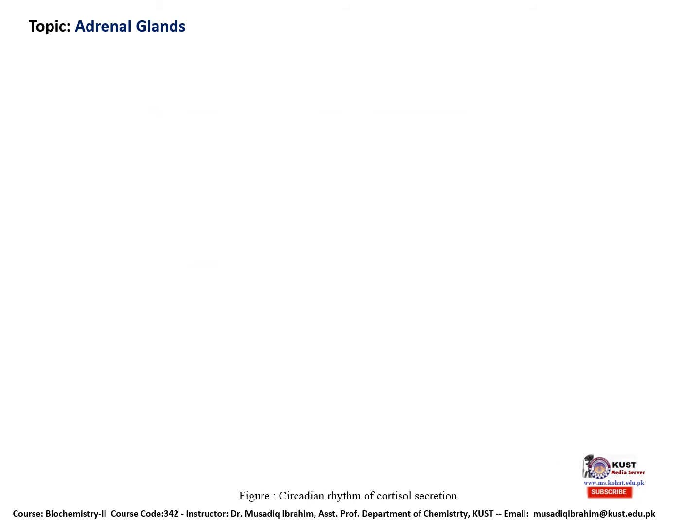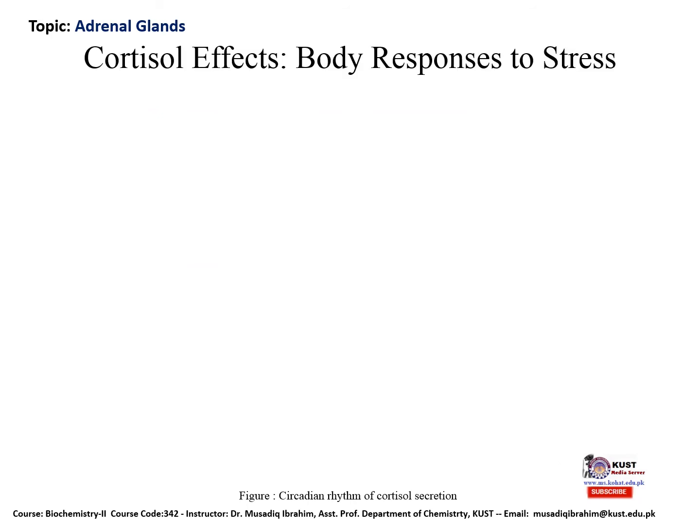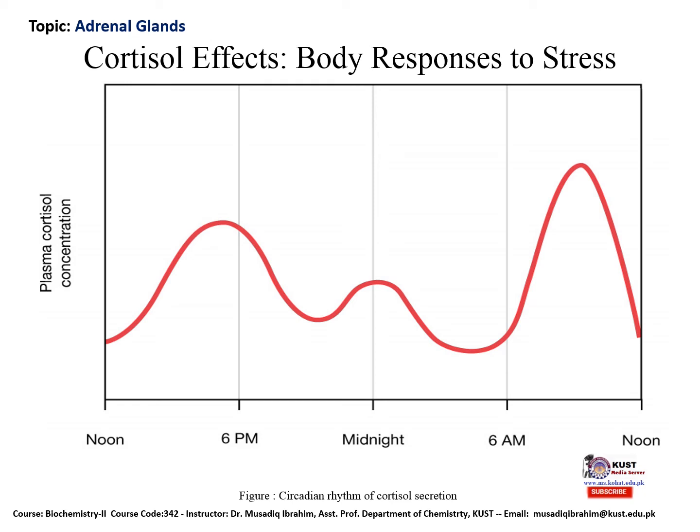So now the cortisol effects and body responses to stress: when the cortisol secretion is taking place from the adrenal cortex, and how it is maintaining or reducing the stress condition. So this is the circadian figure for the rhythm of cortisol secretion.